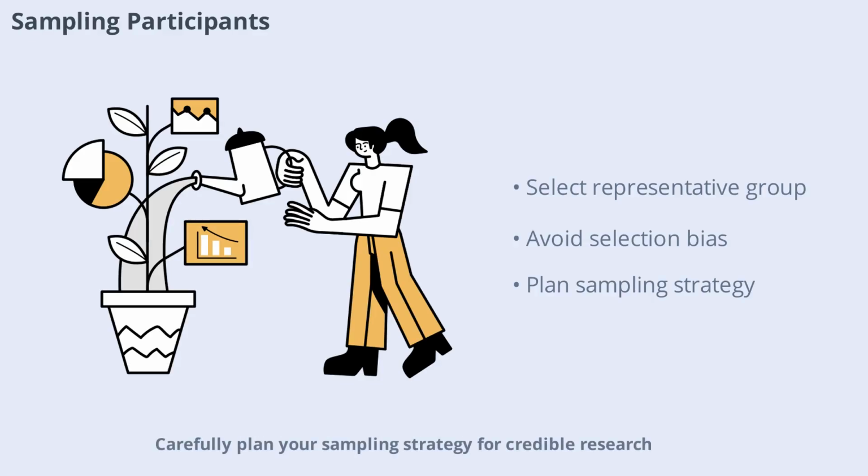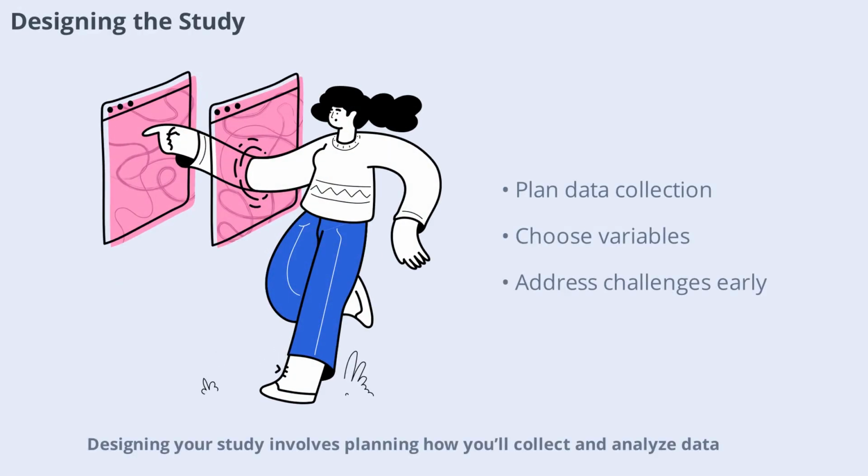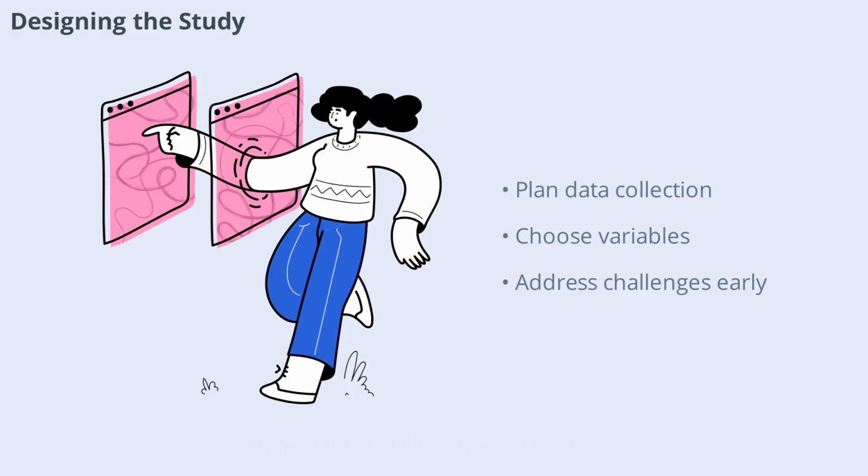Carefully plan your sampling strategy for credible research. Designing your study involves planning how you'll collect and analyze data. This includes choosing variables, setting up procedures, and determining how to measure outcomes. A well-designed study minimizes errors and maximizes the reliability of your findings. Consider potential challenges and plan how to address them before you begin collecting data.